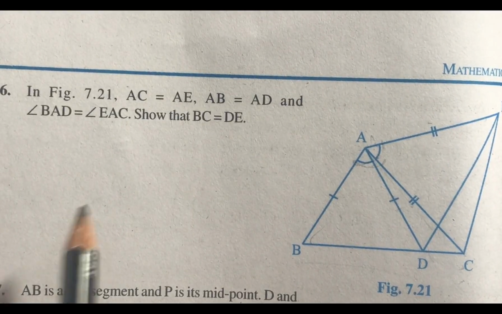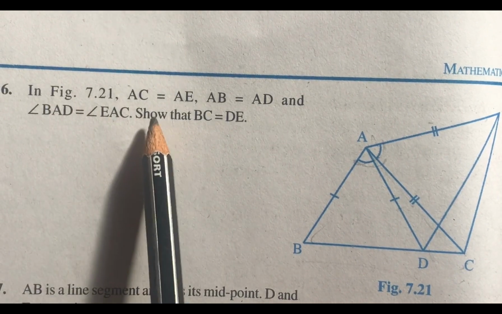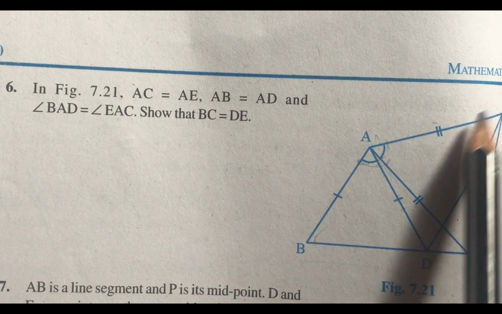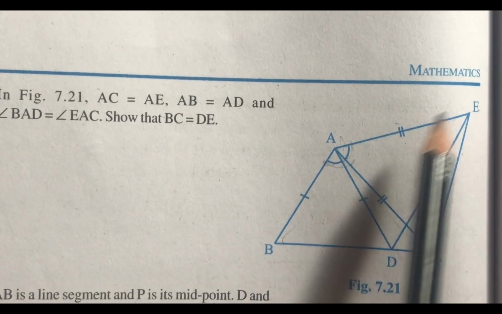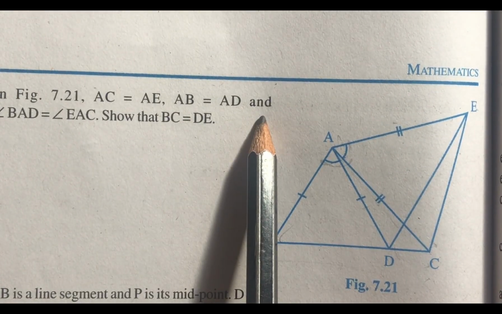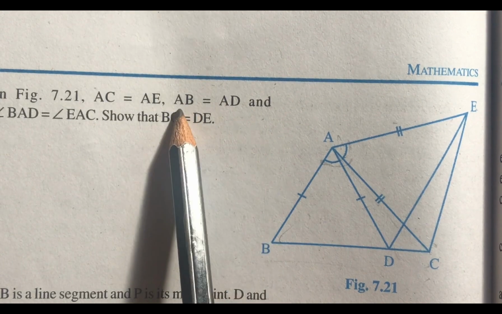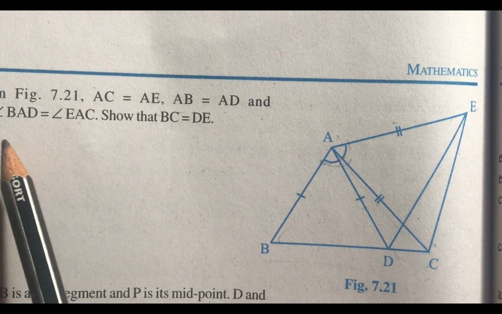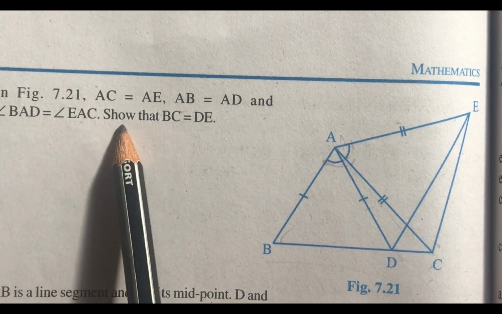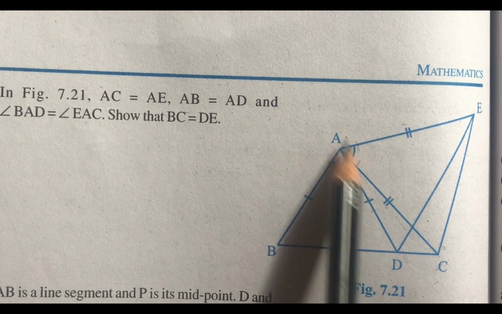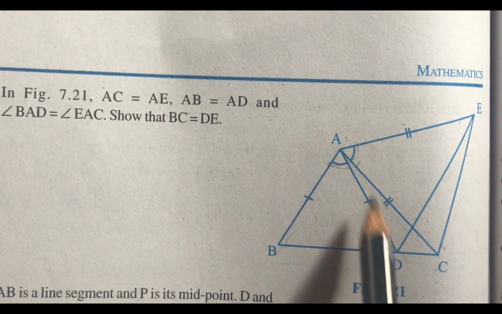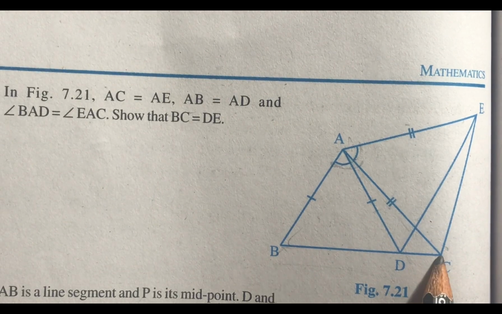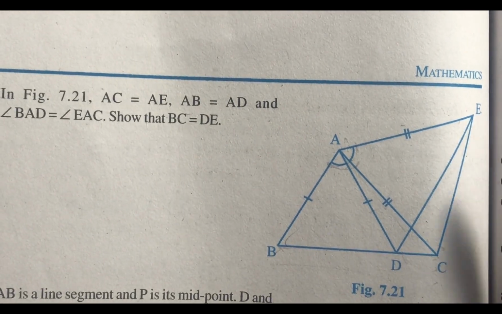Moving on to question number 6. In figure 7.21, AC equals AE, and AB equals AD, and angle BAD equals angle EAC. These two angles are equal. Show BC equals DE.